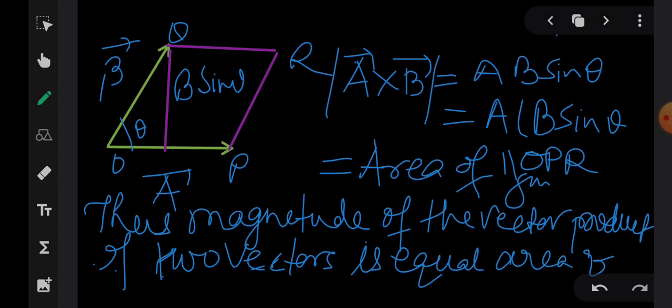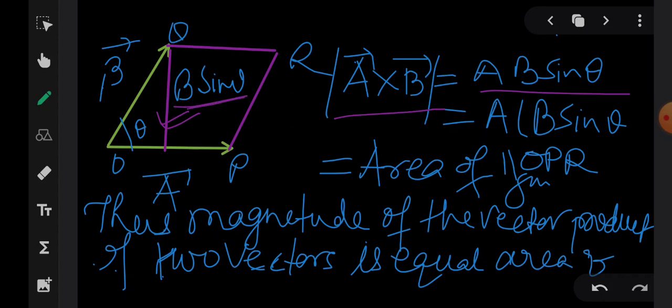Now the geometrical interpretation of the vector product. If A and B are the two adjacent sides of the parallelogram OPRQ, then see what A cross B will be. The magnitude of A cross B is AB sin theta. Now here, drop a perpendicular from Q on the side OP. Now in triangle OQA, QA is nothing but B sin theta.